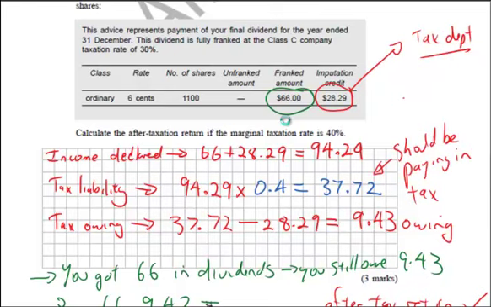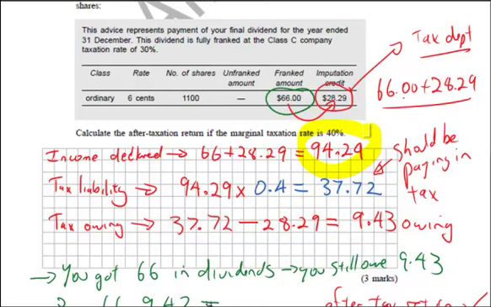Your income declared, however, are these two things together. So it's the $66 plus the $28.29. That's how much the tax department thinks you've earned all over. So your income declared, which is the first bit, is 66 add 28.29, which gives you $94.29. So that's what they think you have earned.